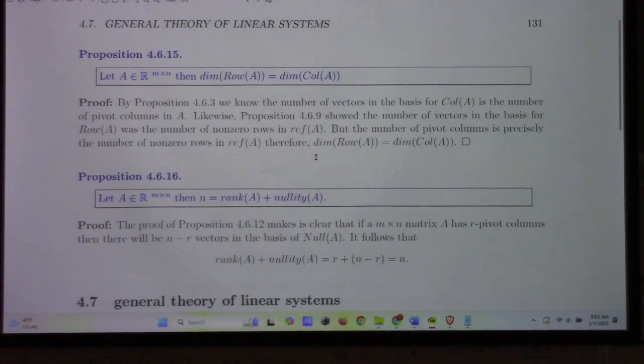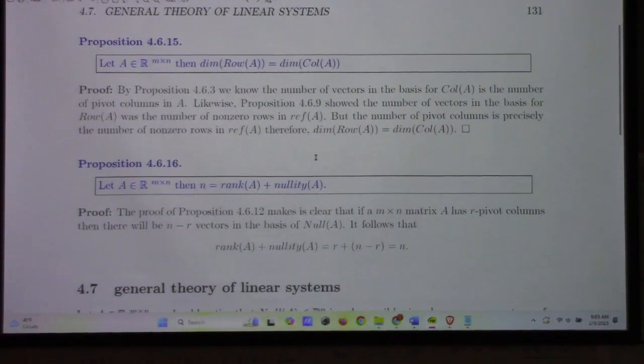You can also talk about row space. The row space is the span of the rows. I'm not really testing on that this semester, at least not now, but there is something to notice there.